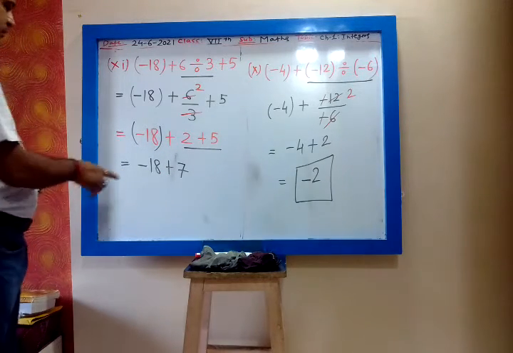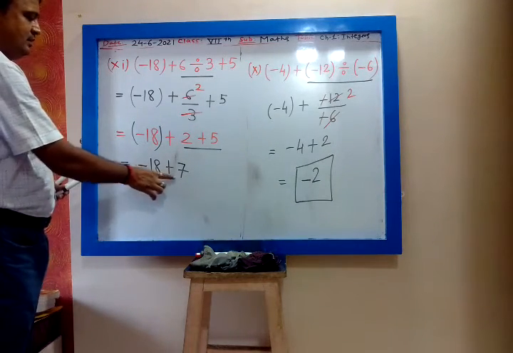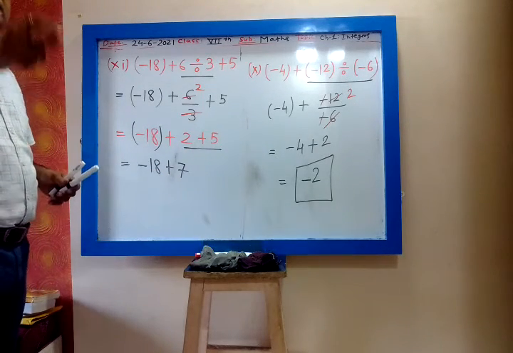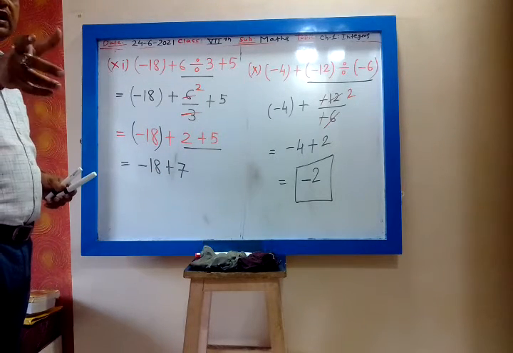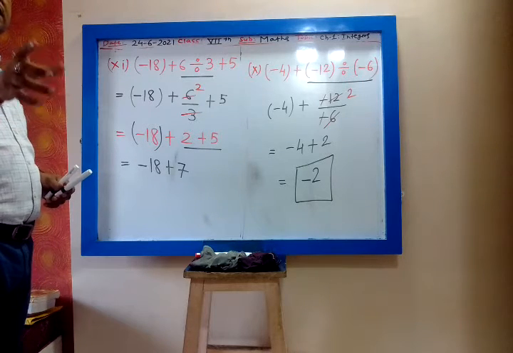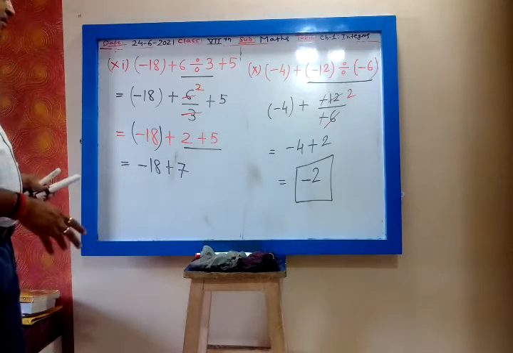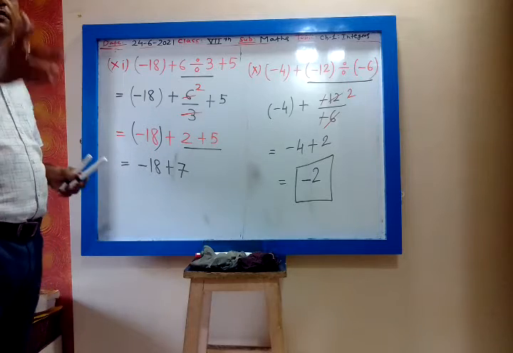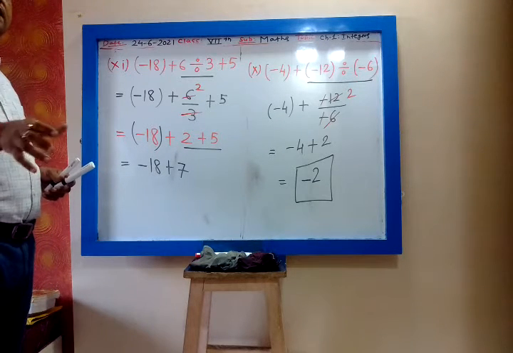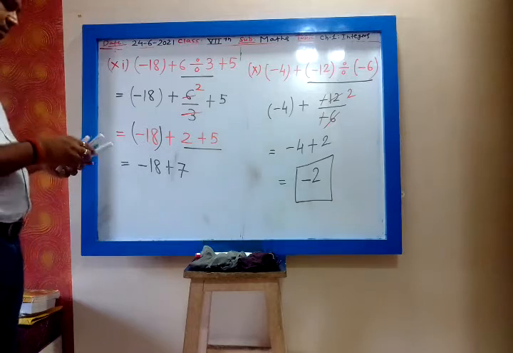Now next step. 18 is having minus sign. 7 is having plus sign. Minus and plus, they are opposite sign. And whenever you have opposite sign, you have to subtract smaller number from bigger number and take the sign of bigger number.